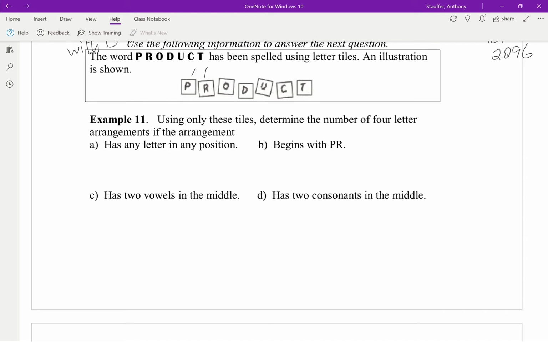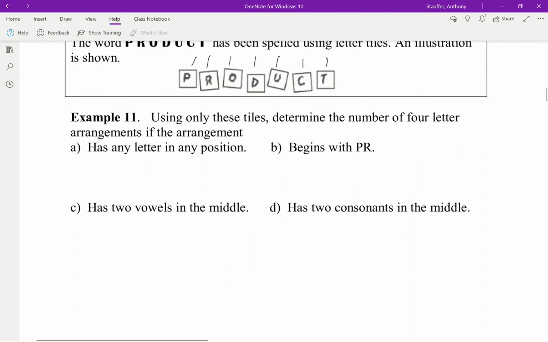So you see I have 1, 2, 3, 4, 5, 6, 7 possibilities right there. And if we're looking for four-letter arrangements, that means I'm going to go 1, 2, 3, 4, or that's going to be 7 times 6 times 5 times 4, which would end up equaling 840. But if I wanted to do this in terms of my permutations, which I've just introduced, this could also be seen as 7P4, which again would equal that 840.